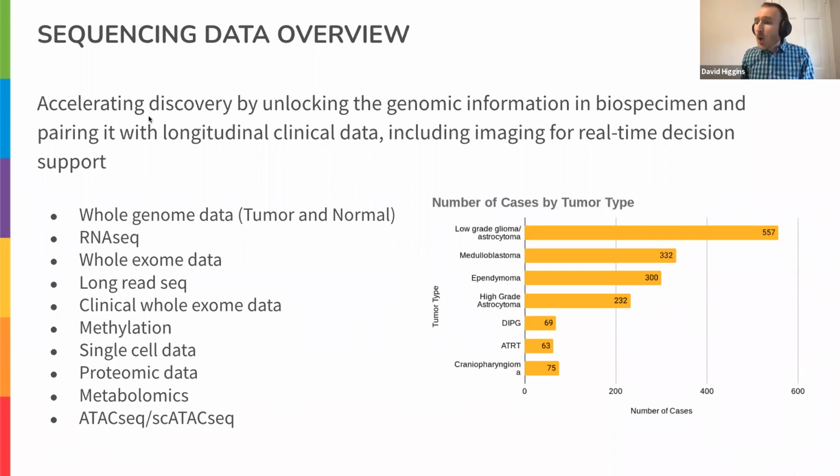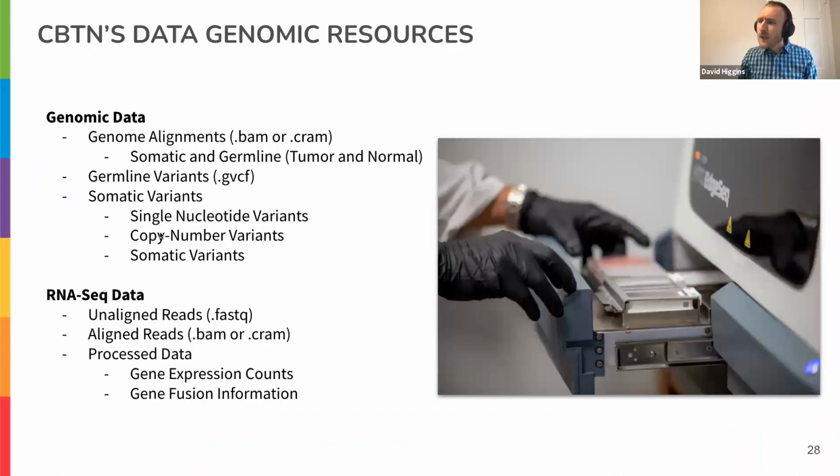So, our sequencing data overview. What types of data do we provide? We provide all kinds of data. We provide, of course, our whole genomes, as well as other types that I'm going to get into on the next couple of slides. We provide genomic data in alignment. If you want to start at the very beginning and do your own analysis, you can start from the alignment in BAM or CRAM format.